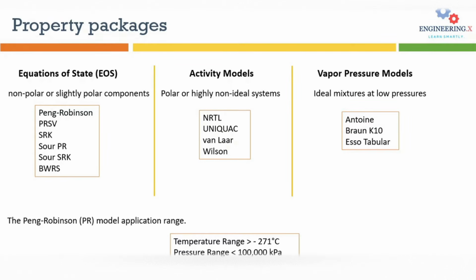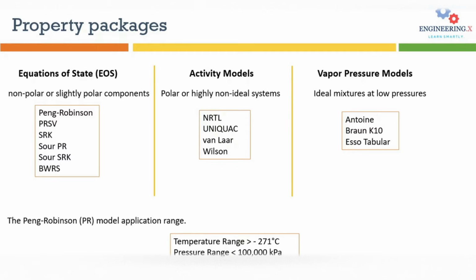As an example, you can see the Peng-Robinson model can only apply for a temperature range which is above minus 271 degrees C, and a pressure range where the pressure should be less than 100,000 kilopascal. So this is just the general rule of thumb to select a property package.